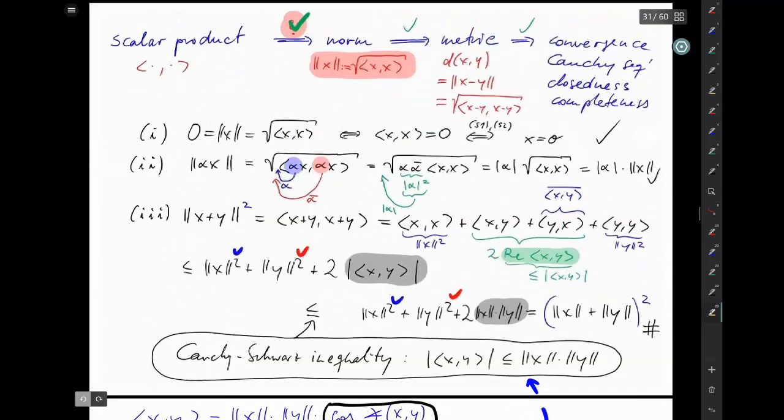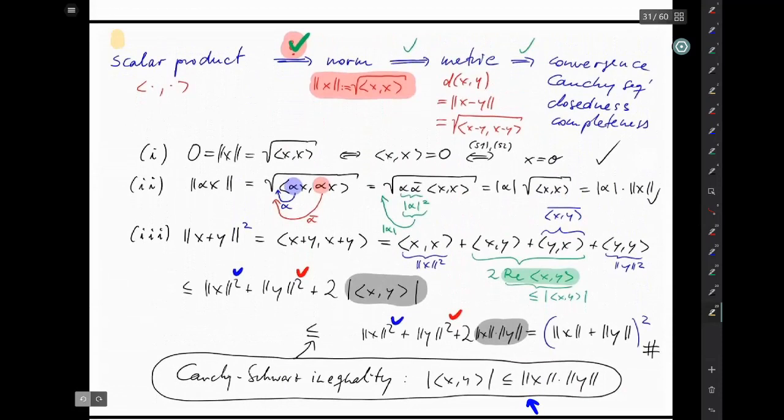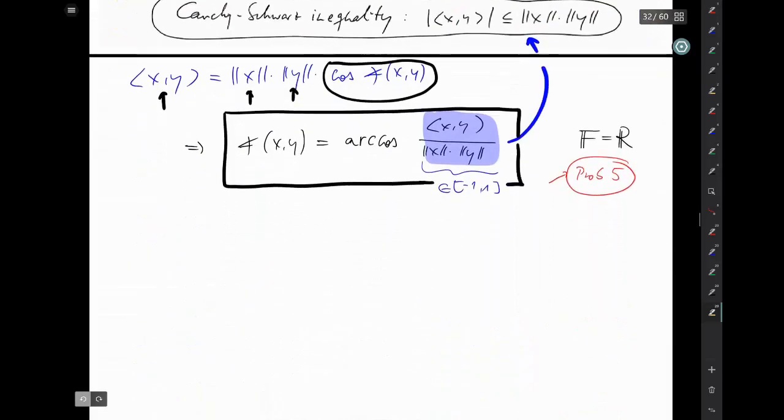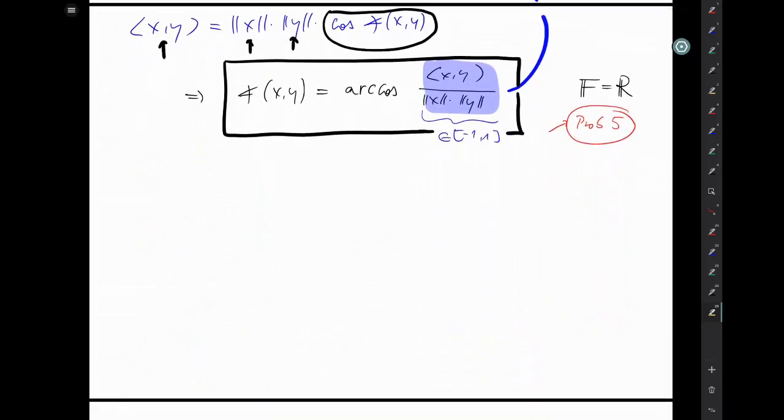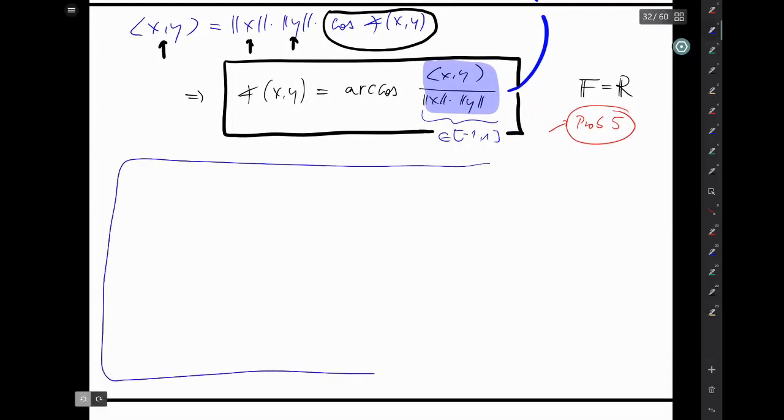Let's recall what we said at the beginning of this last page here. So we said that whenever you have a scalar product, you induce a norm, and with every norm you induce a metric, and together with this metric there comes convergence, Cauchy sequences, closeness, completeness, all that stuff. So we can actually extend our hierarchy of spaces that we saw before a little bit more by spaces that have a scalar product. So the most general class in this hierarchy of spaces is the set of all metric spaces.